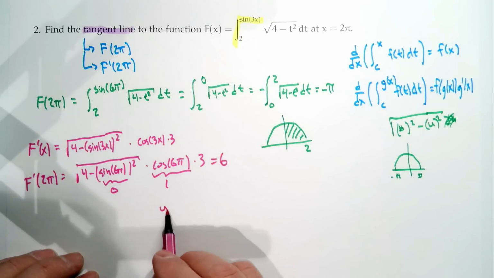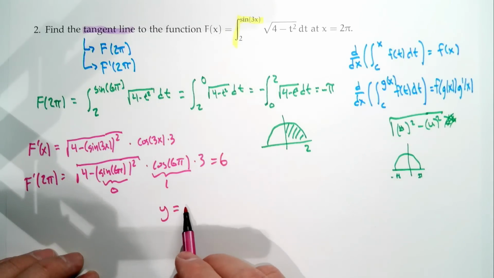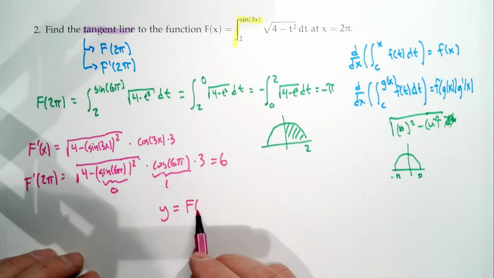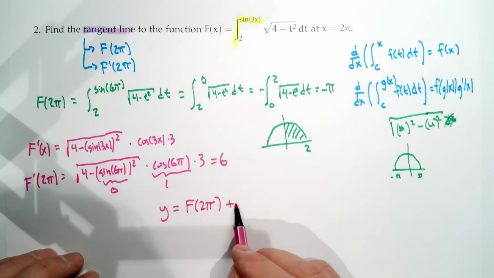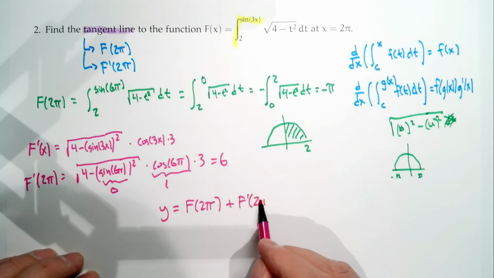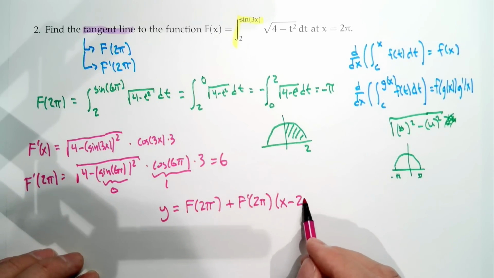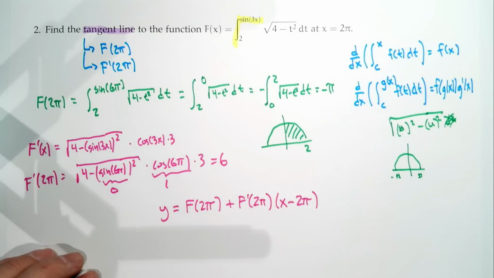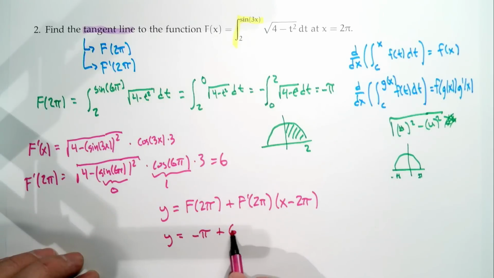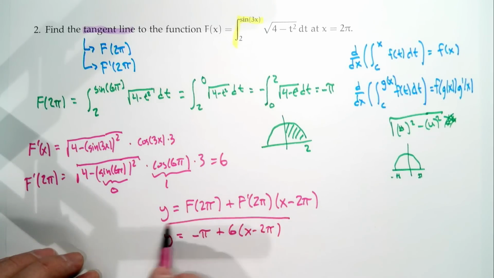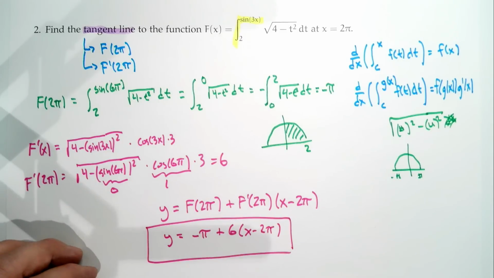Now our tangent line, and it's good to know the generic formula: it's the function at your point plus the derivative at your point times x minus the point. That's the formula for the tangent line at 2 pi. So we plug in what we need. We get f of 2 pi, which is negative pi, plus 6 times x minus 2 pi. And there's our answer.